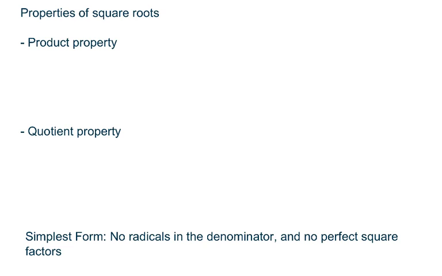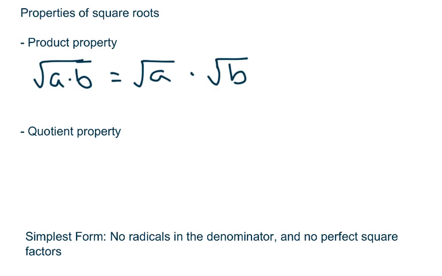And what the product property says is that if we have the square root of a product, so the square root of a times b, what we can do is we can split that product into two separate square roots, the square root of a times the square root of b. Similarly, we have the quotient property.